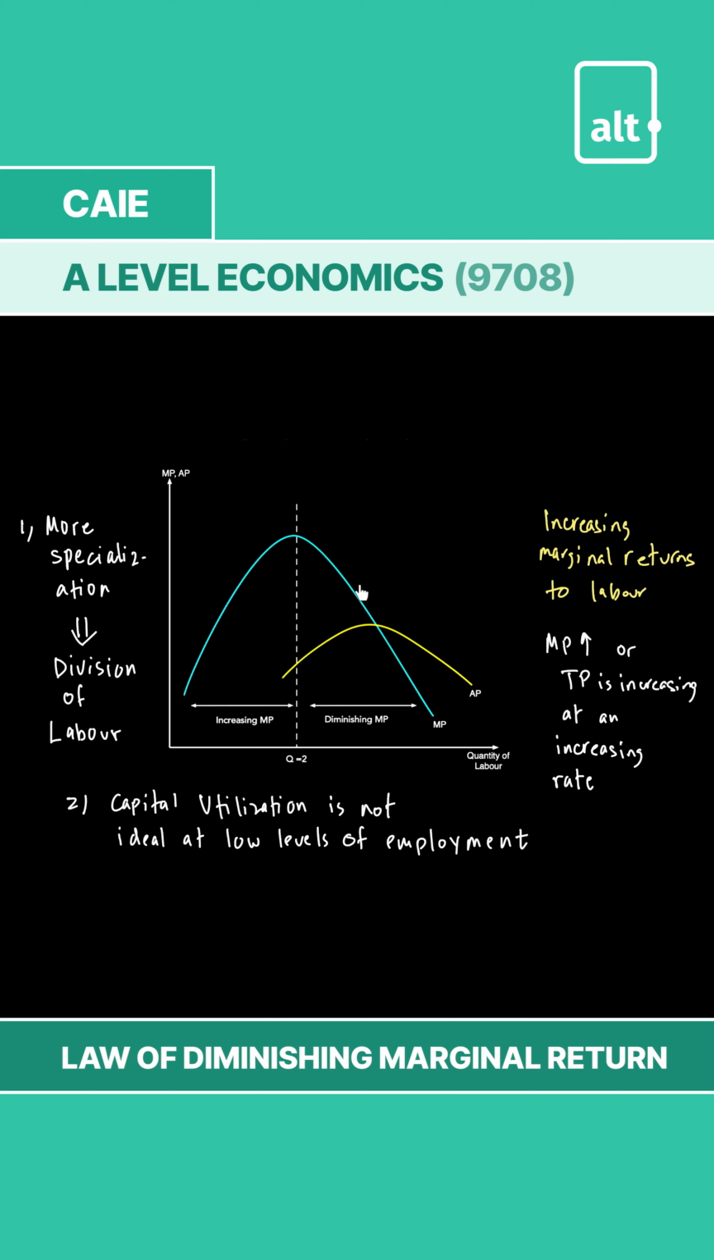As you can see, MP starts to fall. The diminishing MP happens when output rises when another worker is added, but the rise is smaller and smaller with each successive worker.